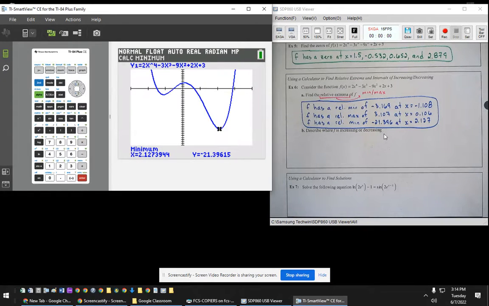Okay, describe where F is increasing or decreasing. So our graph is doing that at many different locations. It's decreasing, and then it's increasing, and then it's decreasing, and then it's increasing. A function is considered decreasing if its y values are going down from left to right, and increasing if it's going up. So I've got to figure out where this transitions, and we transition from decreasing to increasing at a min or a max.